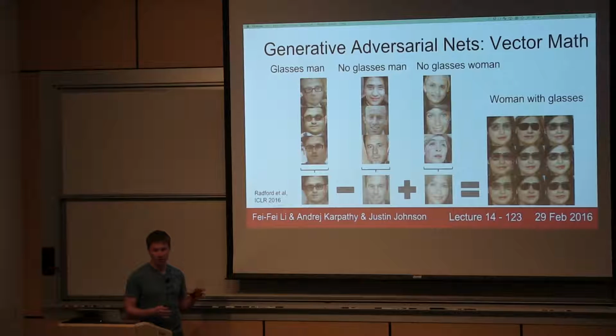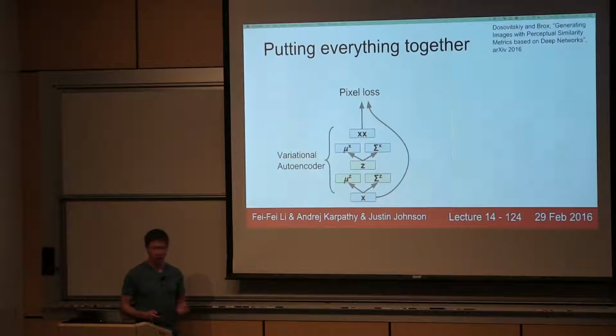So even though we're not forcing an explicit prior on this latent state space, these adversarial networks have somehow still managed to learn some really nice, useful representation there. Also, very quickly, there's a pretty cool paper that just came out a week or two ago that puts all of these ideas together. We covered a lot of different ideas in this lecture, so let's just stick them all together.